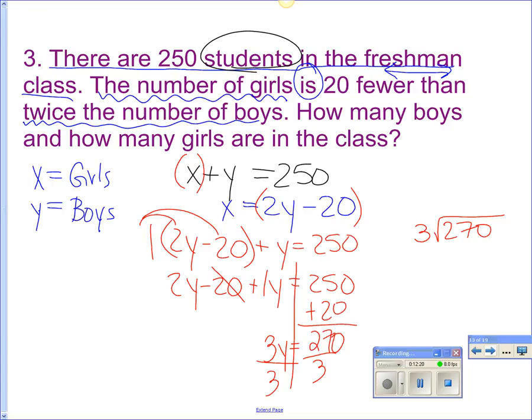3, does it go into 2? No. Does 3 go into 27? How many times? 9. 3 times 9 is 27. Subtract these, gives you 0. Drop down your 0. 3 goes into 0. 0. Remember to go all the way to the edge of your number. So you get 90. Y is 90.